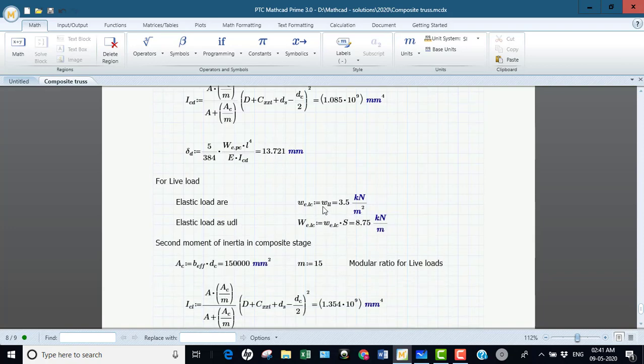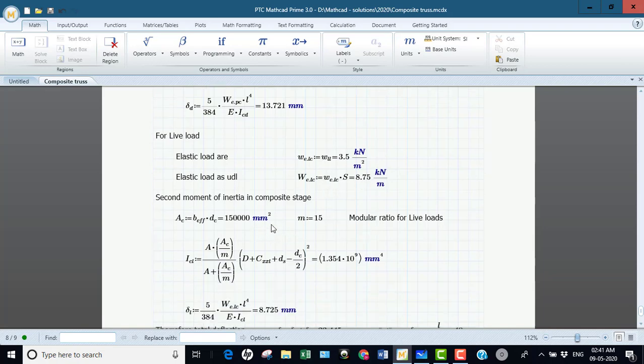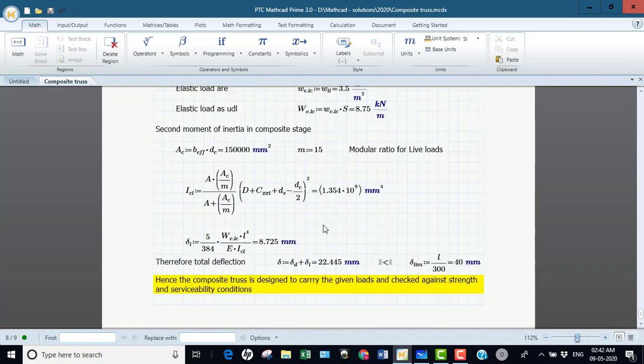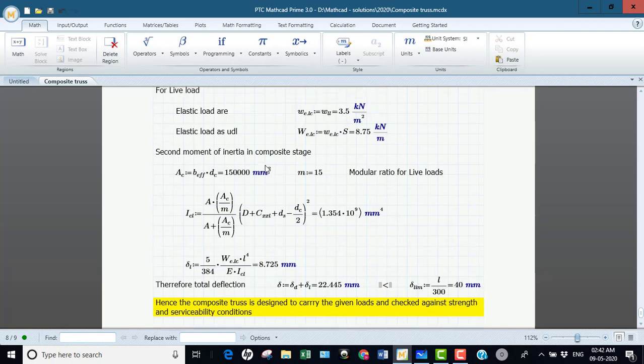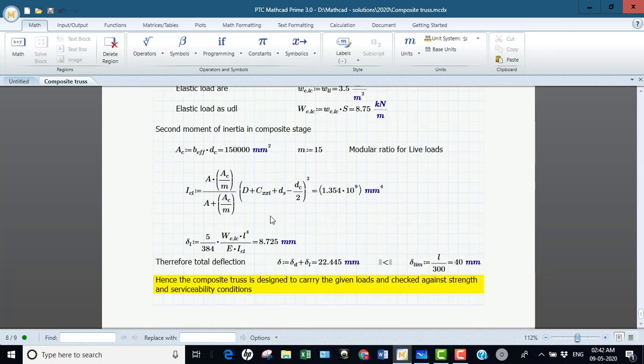Similarly for live load, I know the live load present in the system and I convert that load to UDL. Then I follow the same procedure, where I take the modular ratio as 15 because of live load, and I calculate the deflection. Then I add the deflection due to dead load and live load together, and check with the limiting value, which is 40 mm. My deflection is less than that. Therefore, the truss satisfies the serviceability condition, and the composite truss was found to be safe in both the pre-composite stage as well as the post-composite stage. Thank you.